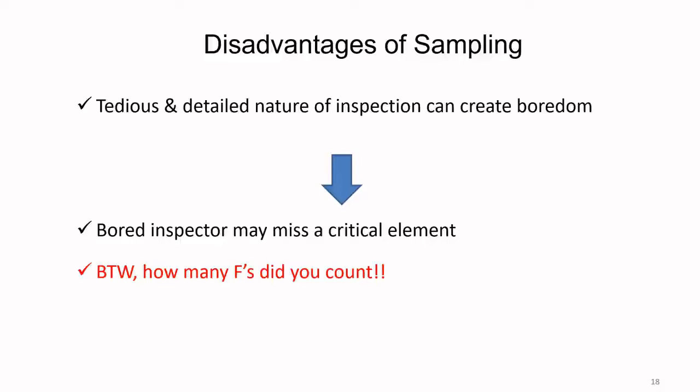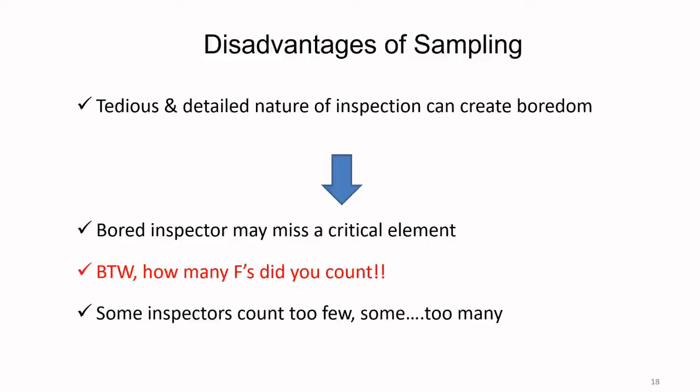And by the way, how many F's did you count? So you were already bored and you counted 18. Someone did not even count, and one of them counted 19. So some inspectors count too few. We had someone who didn't count, and there were some who counted a little less, and there will be some who would count too many. And that is what happens in sampling. That is what happens in inspection.